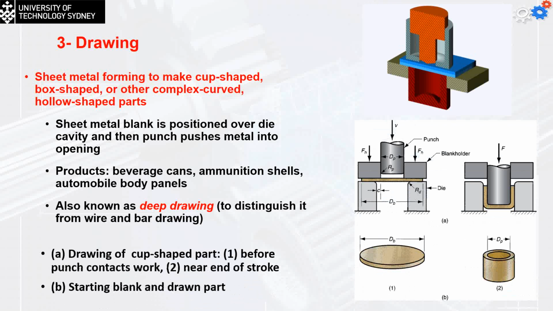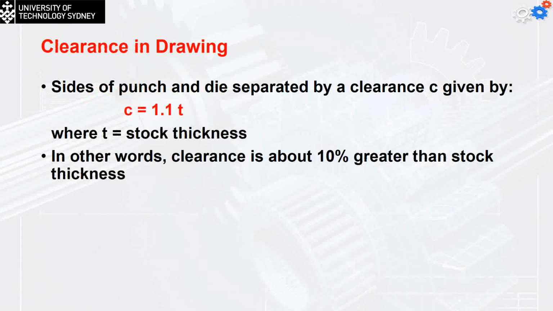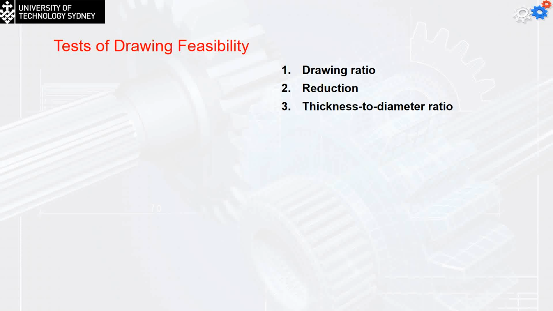The test of the drawing feasibility is, first we need to check the drawing ratio, the reduction value, and the thickness to diameter ratio. The drawing ratio, DR, is equal to Db, which is the blank diameter, divided by the punch diameter. This value should always be less than or equal to 2. The reduction value, R, is the ratio between the part diameter minus the punch diameter, divided by the punch diameter. And the value of R should be less than 0.5.